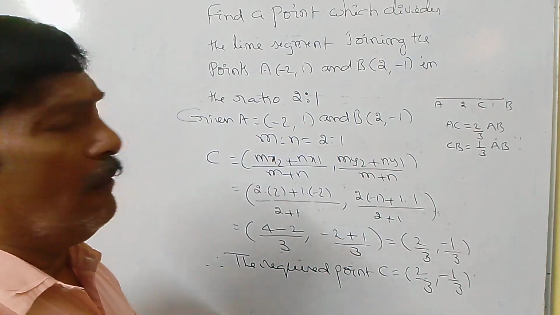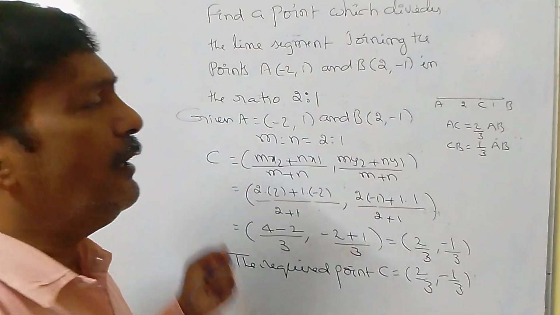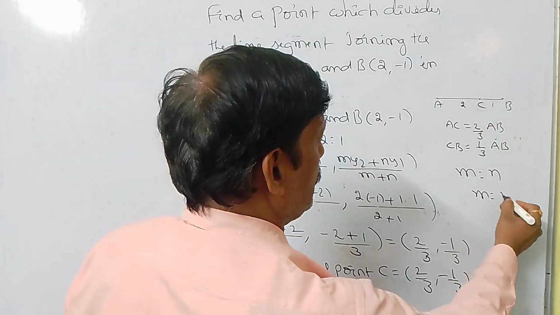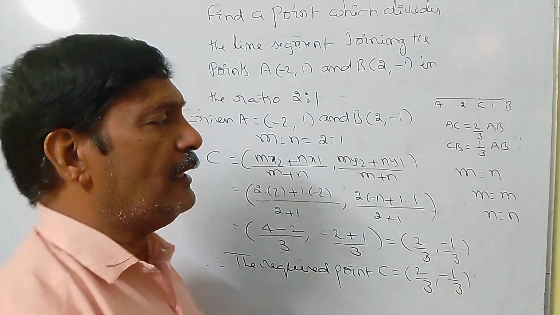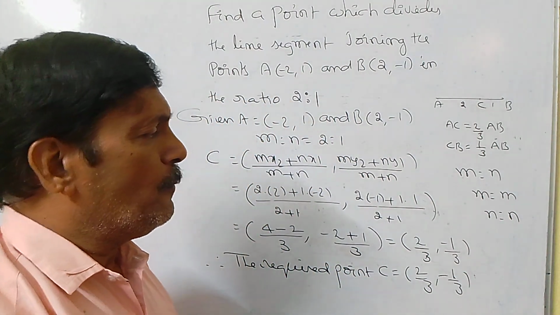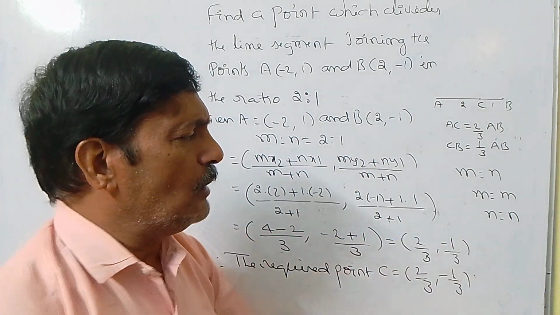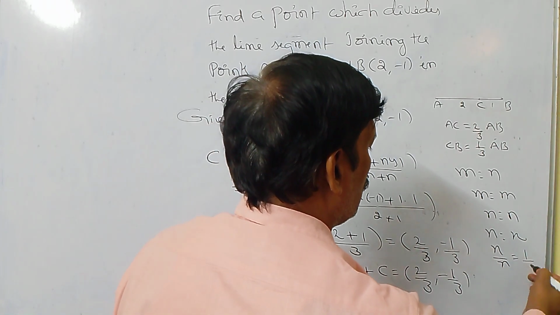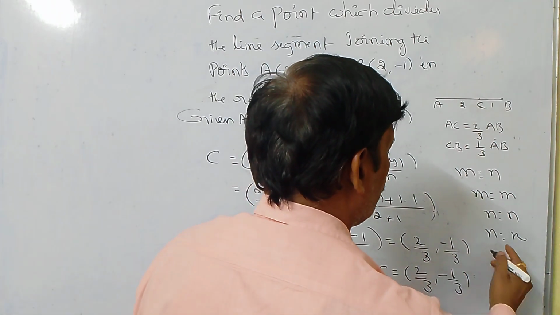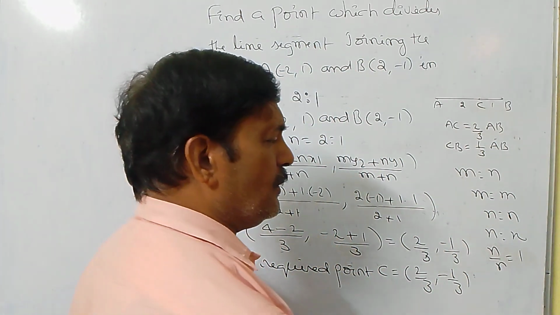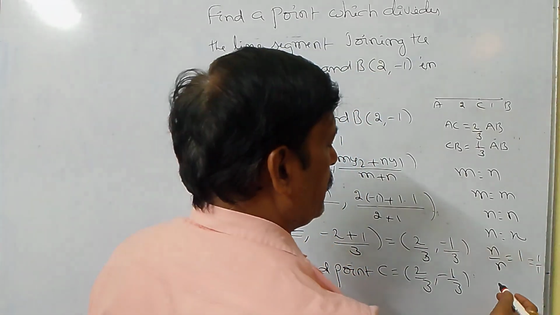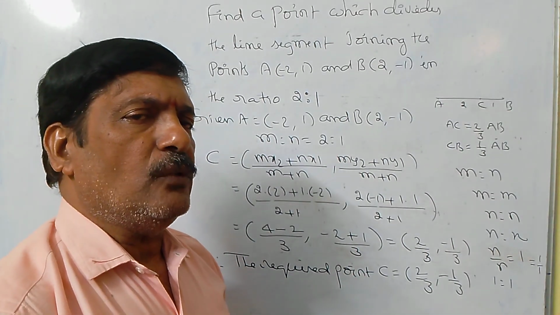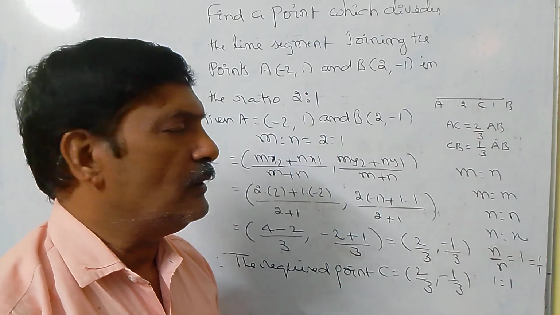And this section formula will be used to find the midpoint. Midpoint means what? When both m and n are equal, that is m:m or n:n, if a point divides a line segment in the same ratio, then the point is called the midpoint. So n:n means n by n, which is equal to 1. You can write 1 as 1:1. When the ratio is 1:1, the point is called the midpoint.